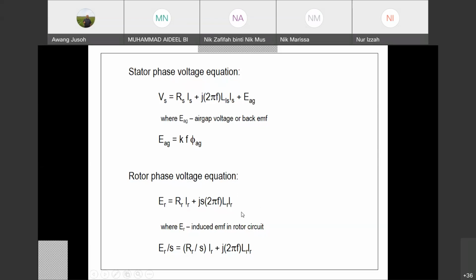Alright. This equation we can manipulate by dividing by S. So ER over S equals RR over S IR plus the reactance term. Sometimes we call the rotor resistance R2 or RR, the same thing. R stands for rotor, or we can use the number 2 for the rotor side. So we have the equation for the rotor, and we have the equation for the stator.